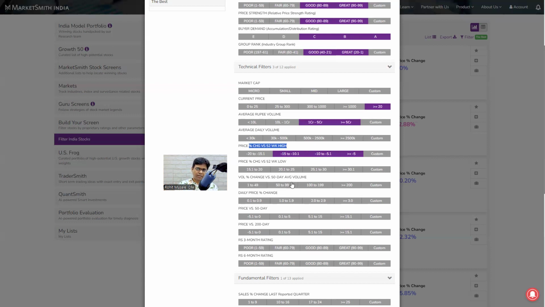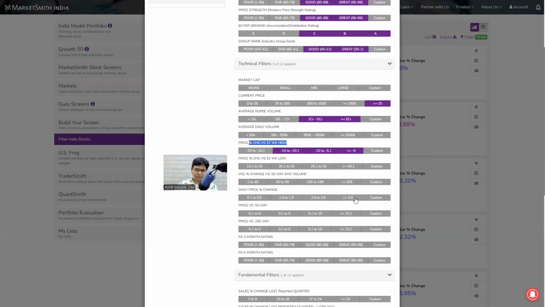So the closer the price is to the 52-week high, the better it is. Remember, these filters are applicable only to breakout stocks. We are not talking pullback stocks here. This is about breakout stocks.